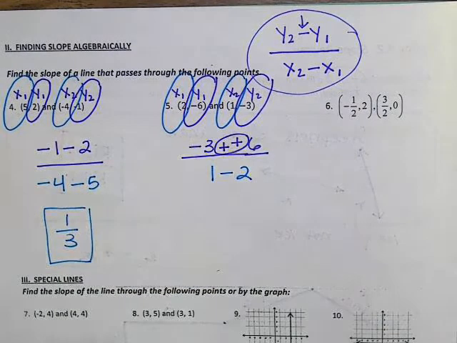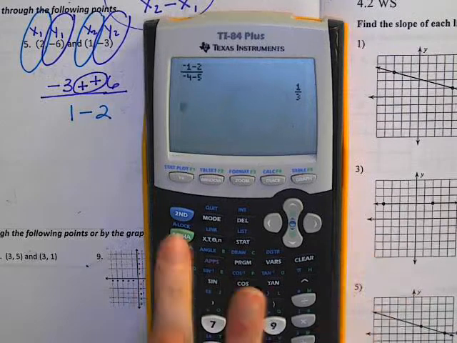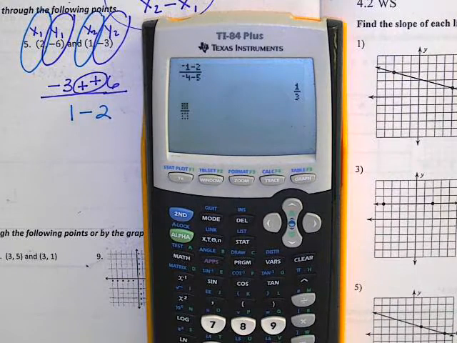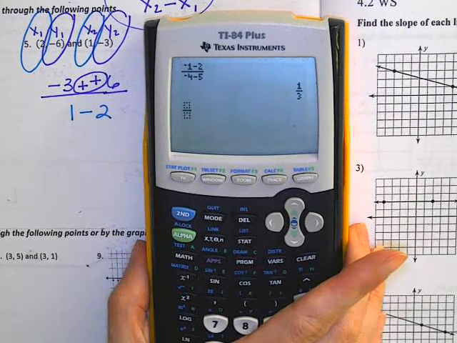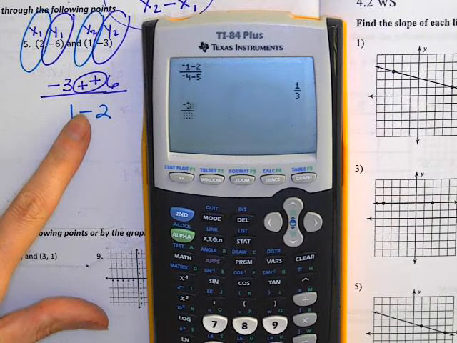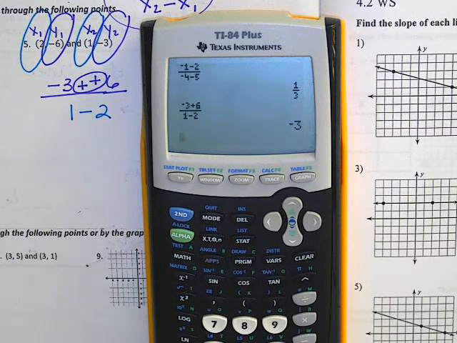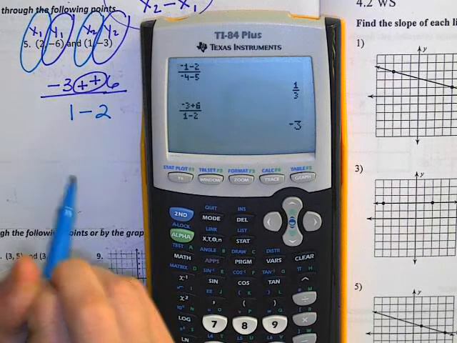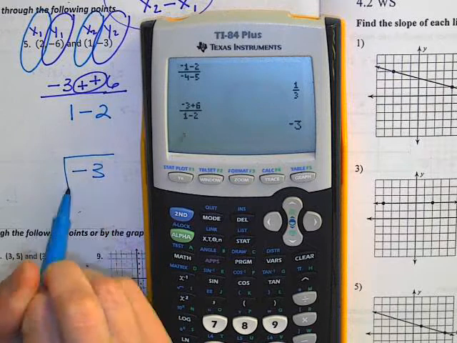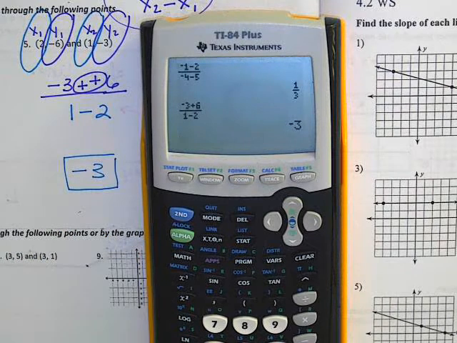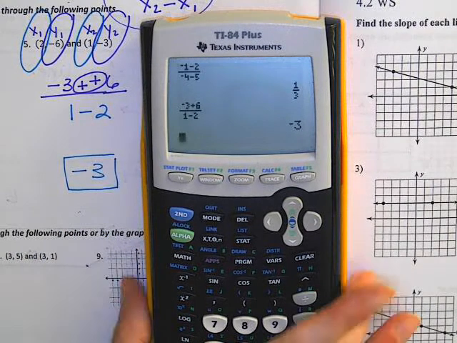All right, let's type that in and see our answer. So alpha y equals, get your fraction key. We're typing in negative 3 plus 6, and on bottom, 1 minus 2. And hopefully you guys got negative 3 for that one. All right, last one.